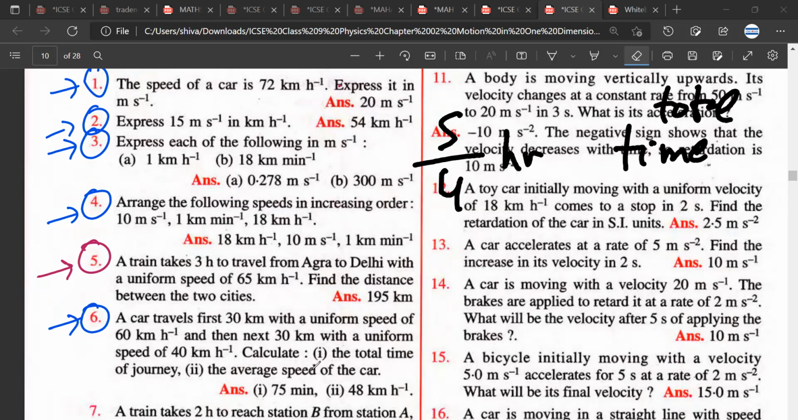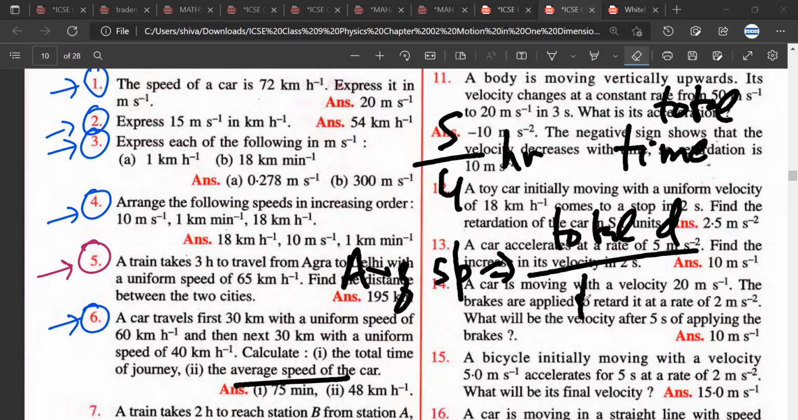Okay. The second part, average speed. Average speed is total distance upon total time. What is the total distance? Total distance is 60 kilometers. Shabash. This is 60 kilometers.